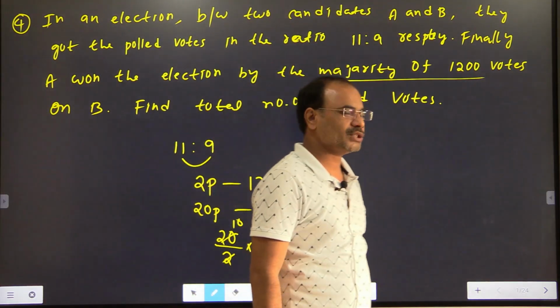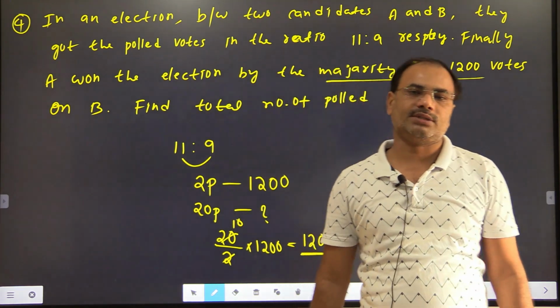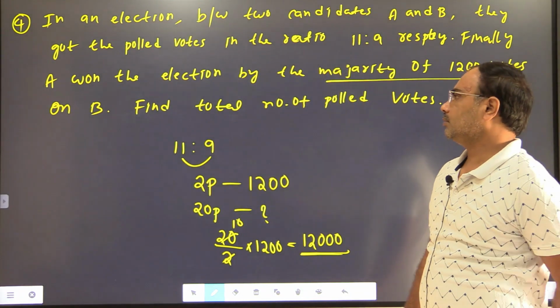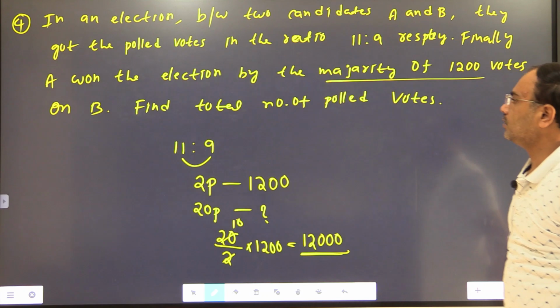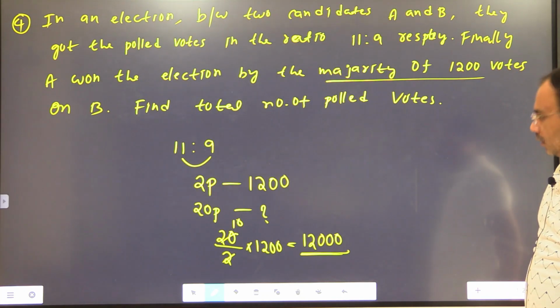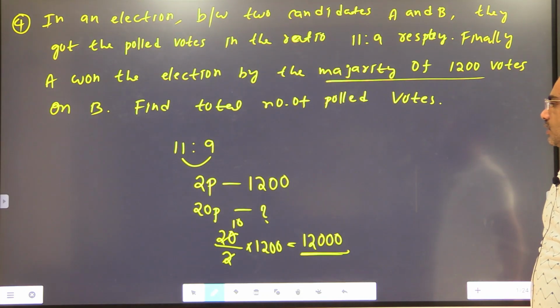Majority is given, that is 1200, which is nothing but 2 parts. A got 11 parts of the votes, B got 9 parts of the votes. The difference between both votes is called majority, which is nothing but 2 parts and is equal to 1200.